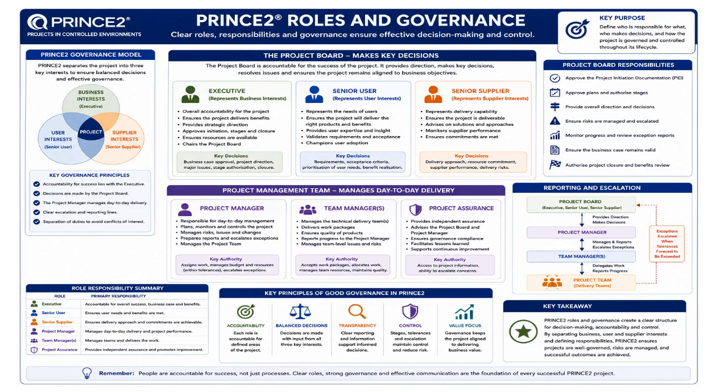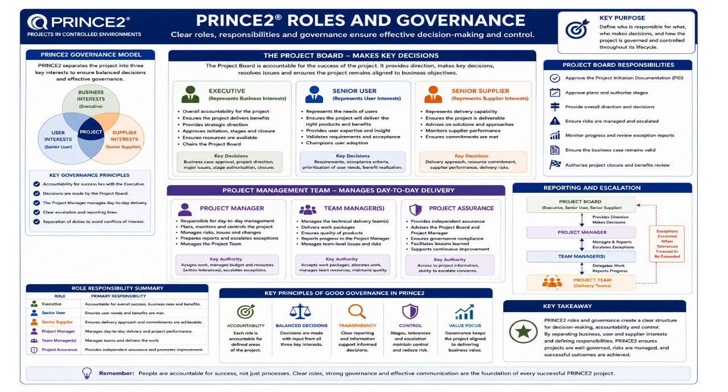PRINCE2 creates a structured framework for decision-making, accountability, communication, and control. By separating business, user, and supplier interests and clearly defining responsibilities, PRINCE2 supports well-governed projects with stronger oversight, better risk management, and improved delivery outcomes.